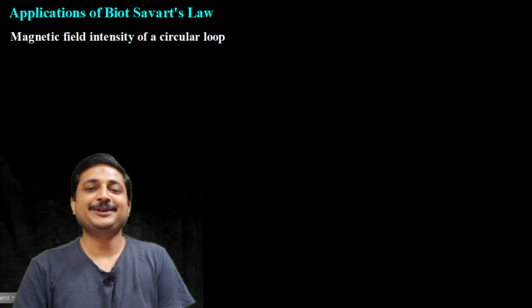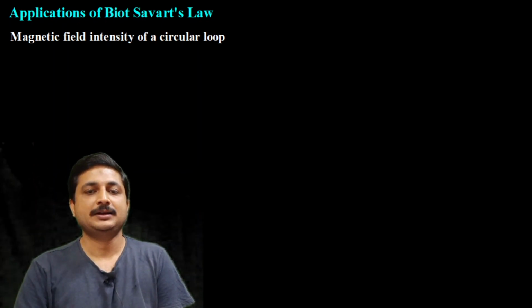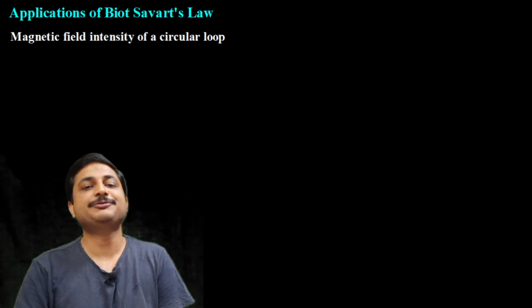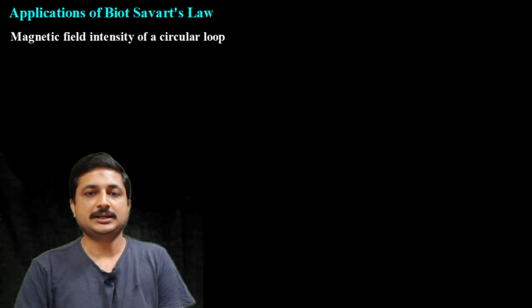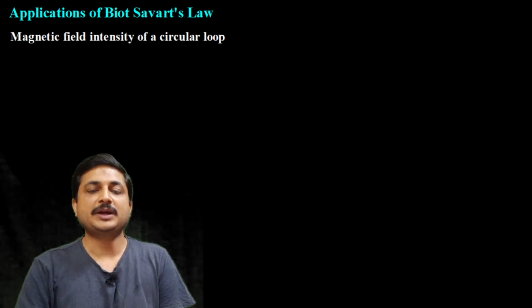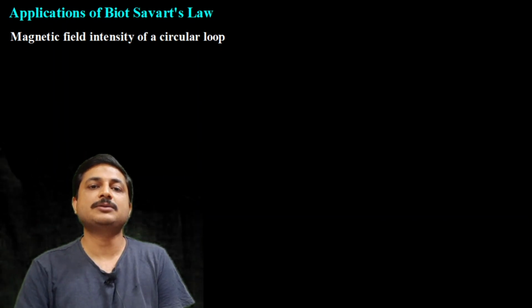In the previous video we have seen one of the applications of Biot-Savart's law. In that video we have seen how to find an expression for magnetic field intensity due to an infinitely long straight conductor. So the next application which we are looking into is magnetic field intensity due to a circular loop.